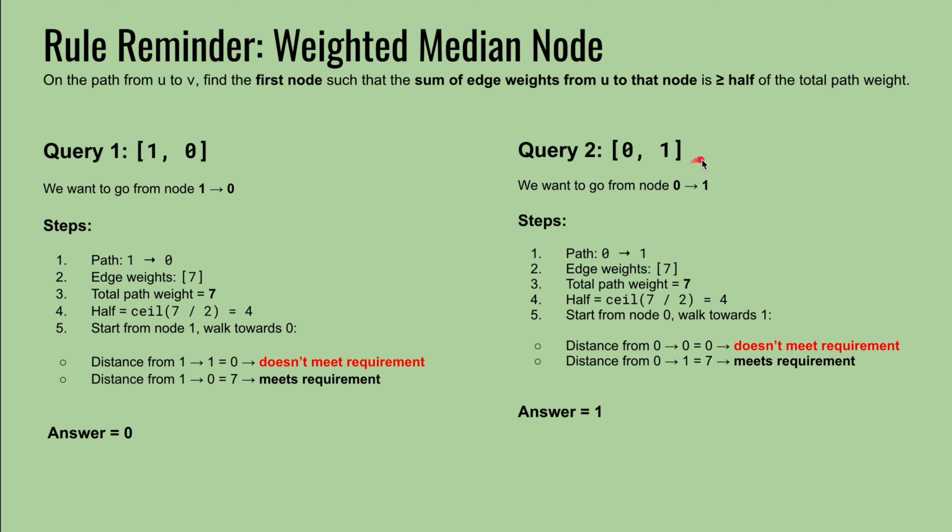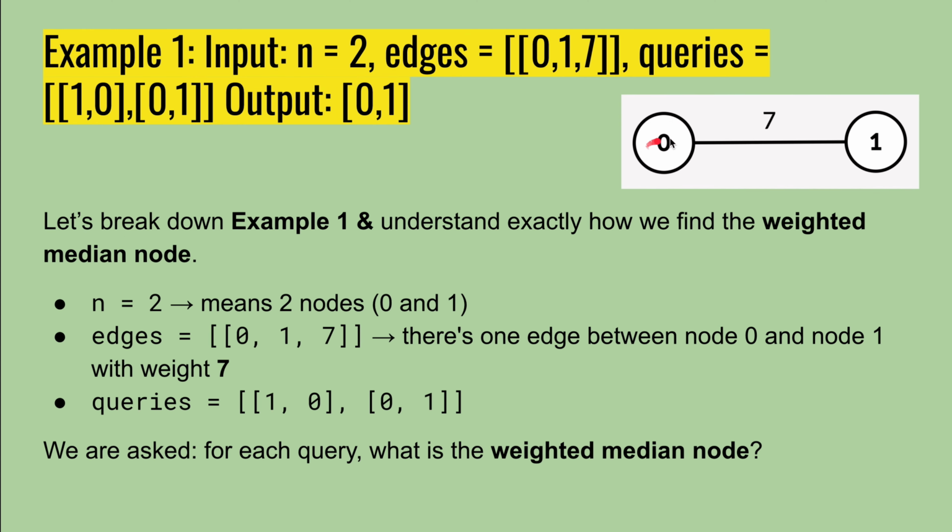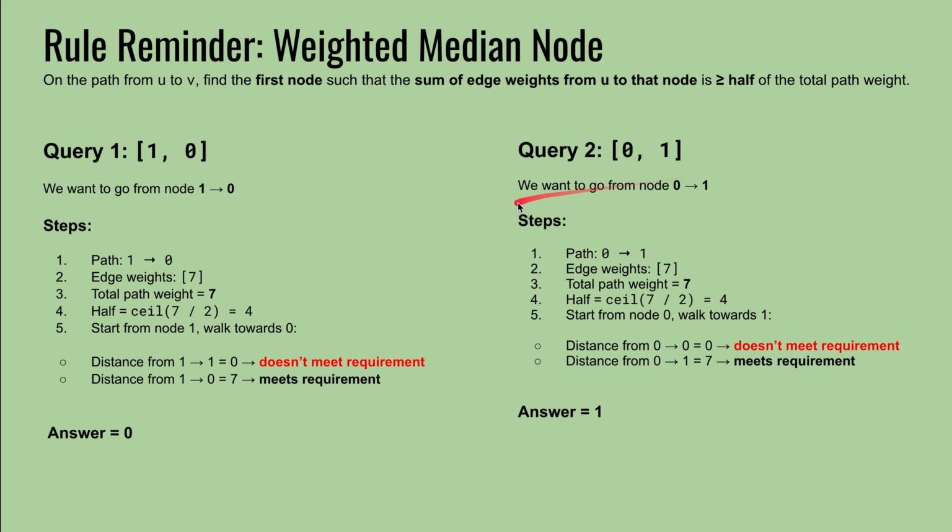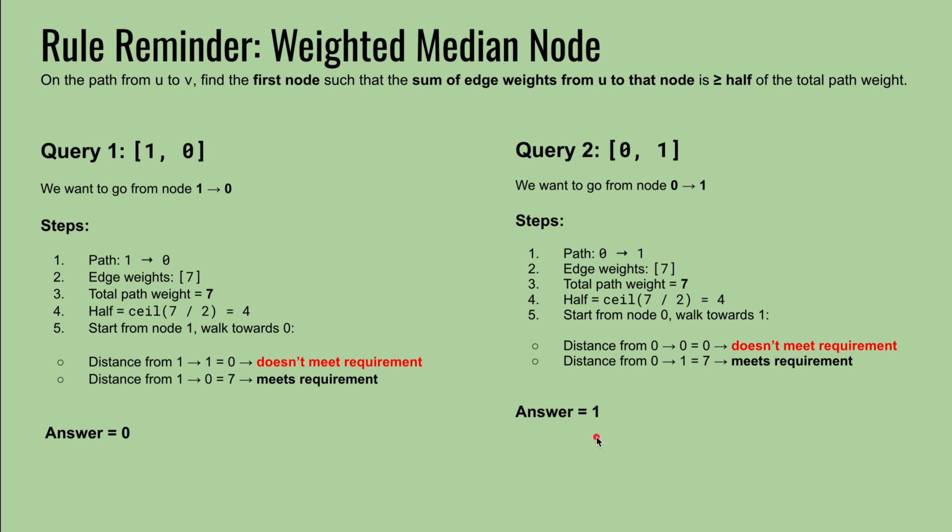Now query 0 to 1. Let's suppose we are going from 0 to 1, in this direction. The path is from 0 to 1, the edge weight is 7, so the total path is 7, and the ceiling value of 7 by 2 is 4. We start from 0 and walk towards 1. The distance at 0 is 0, and the distance from 0 to 1 becomes 7. It also meets the requirement. So the right answer is 1.